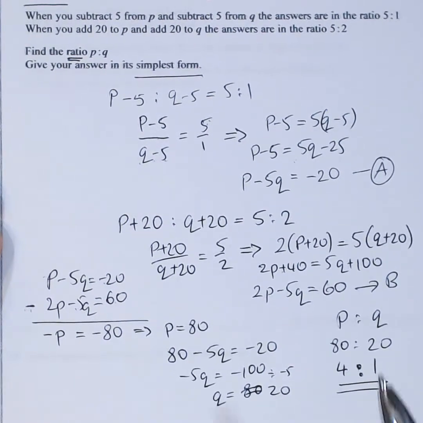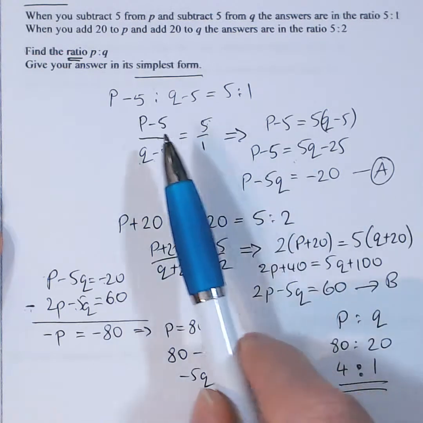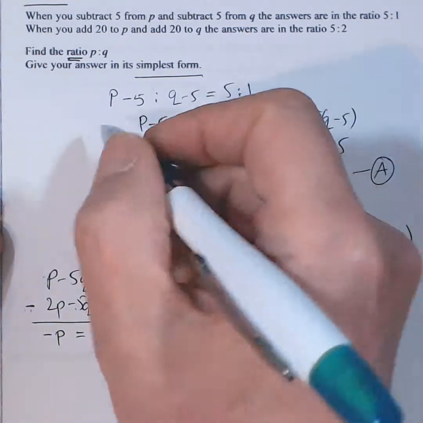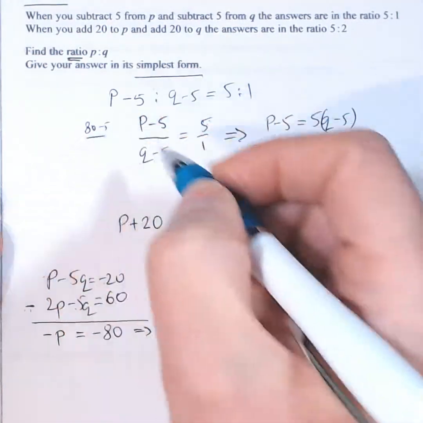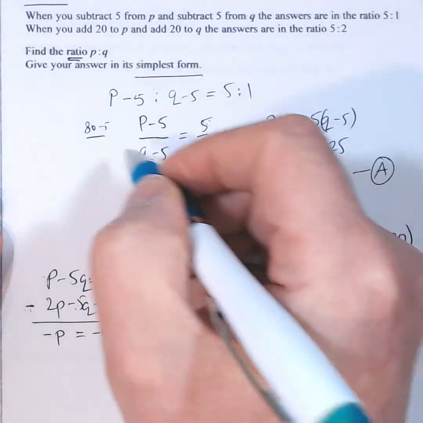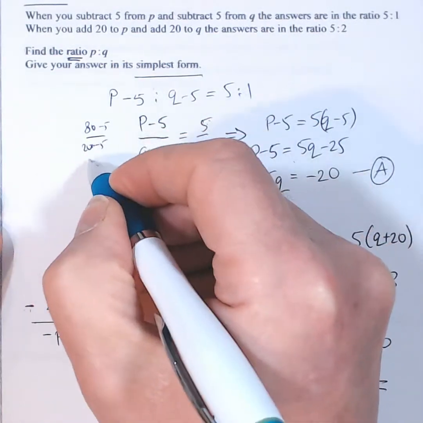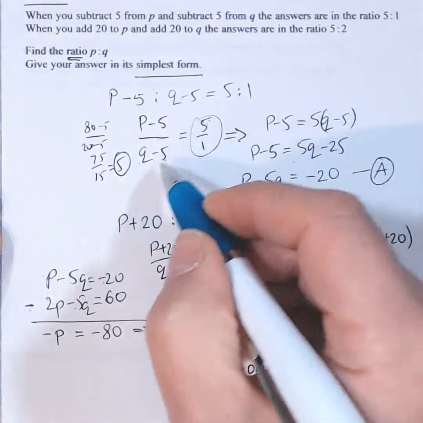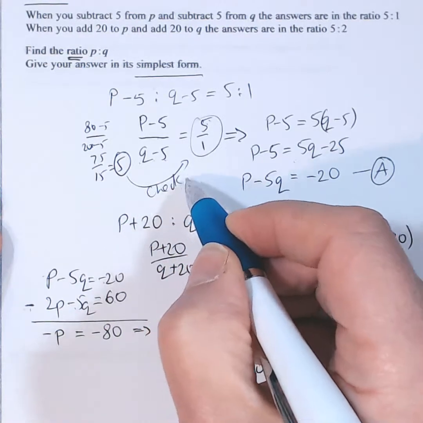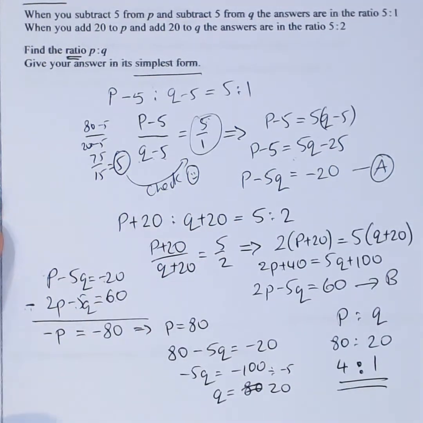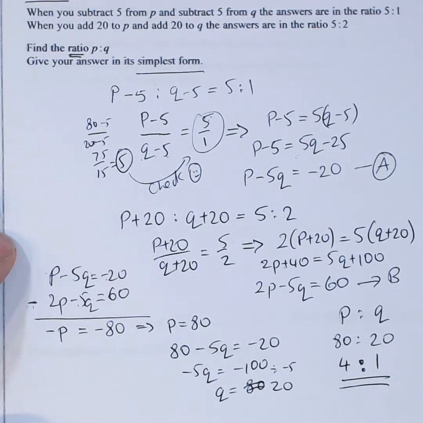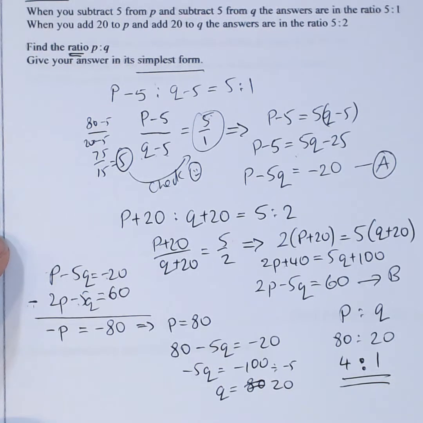Okay, so let's do a quick check. Did these numbers work, 80 and 20? So if we put P is 80, so 80 take away 5, and Q was 20, and 20 take away 5, that gives me 75 over 15, which is 5, and we know the ratio was 5, so our check worked. Again, when you do all this hard work, a 5-mark question, it's worth going through and checking that what happened actually does work for the scenario they gave you.